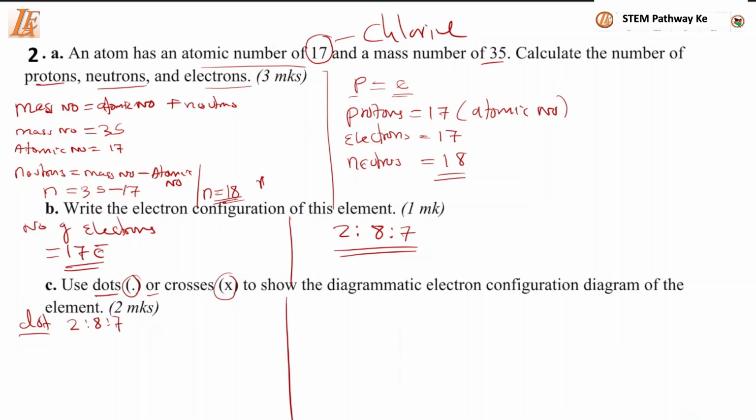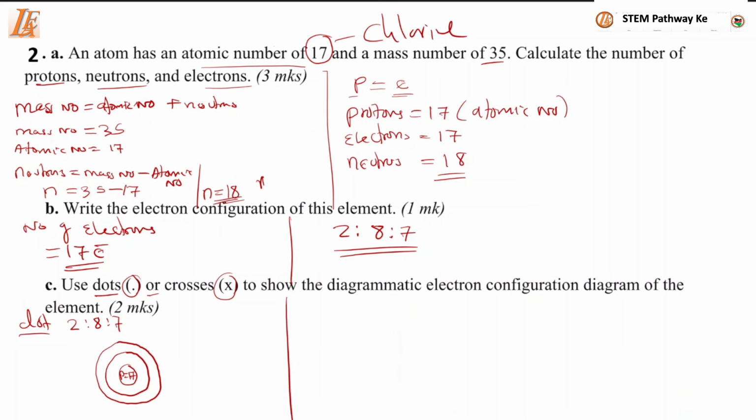So in this case, we will draw the nucleus, where we will write the number of protons as P equals 17. That is the identity of that atom. And then the first energy level, we have said we only have 2 electrons. You put them in pairs like that. Then you go to the second energy level. Sorry, in this case, we said we are going to use dots. So let's use dots here.